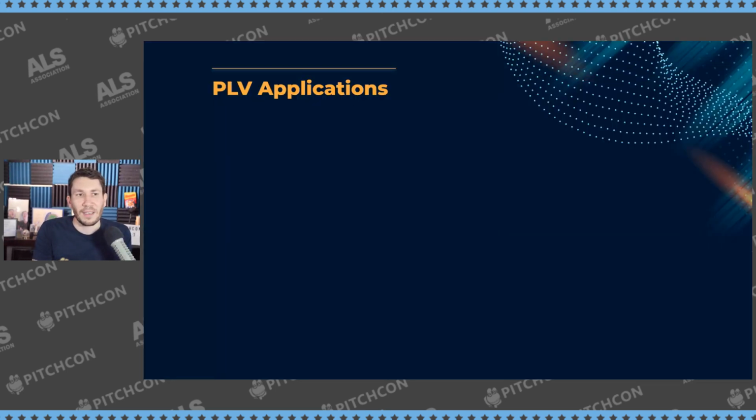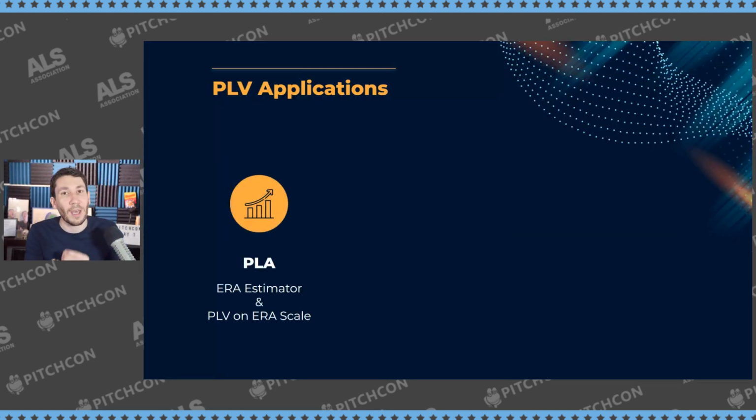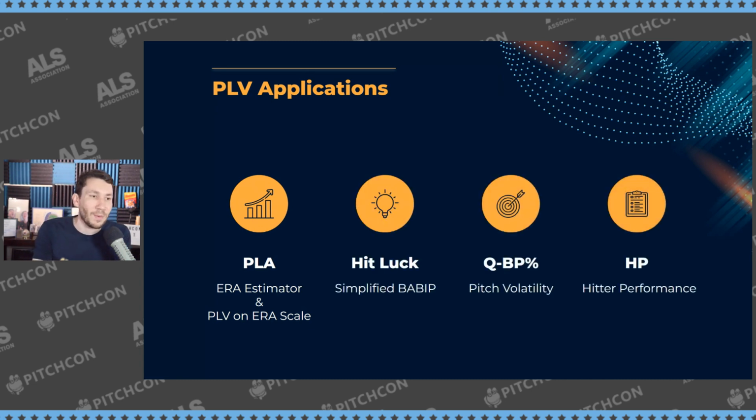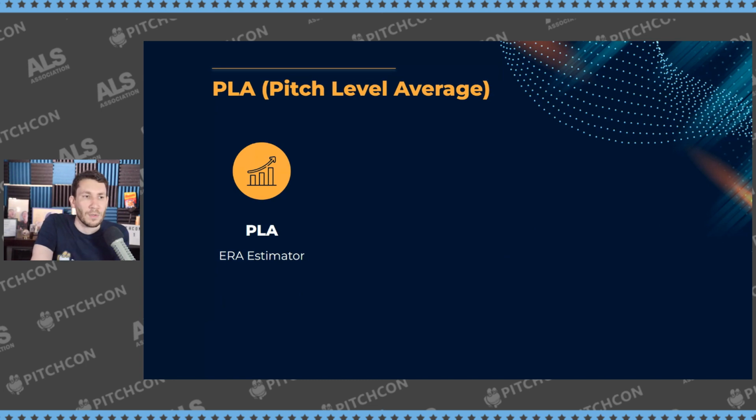So these are the different applications we're creating that Kyle just outlined, right? PLA, hit luck, a quality minus BP percentage, a quality minus bad percentage, and hitter performance. I've kind of summed them up quickly. You have a simplified BABIP for hit luck and so on. And we're going to talk about each of those really quickly.